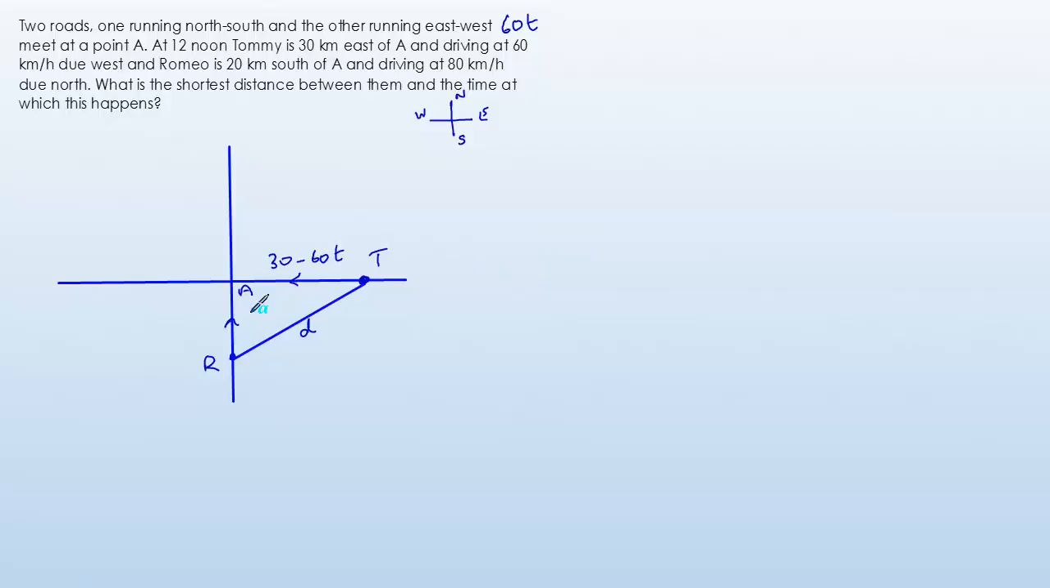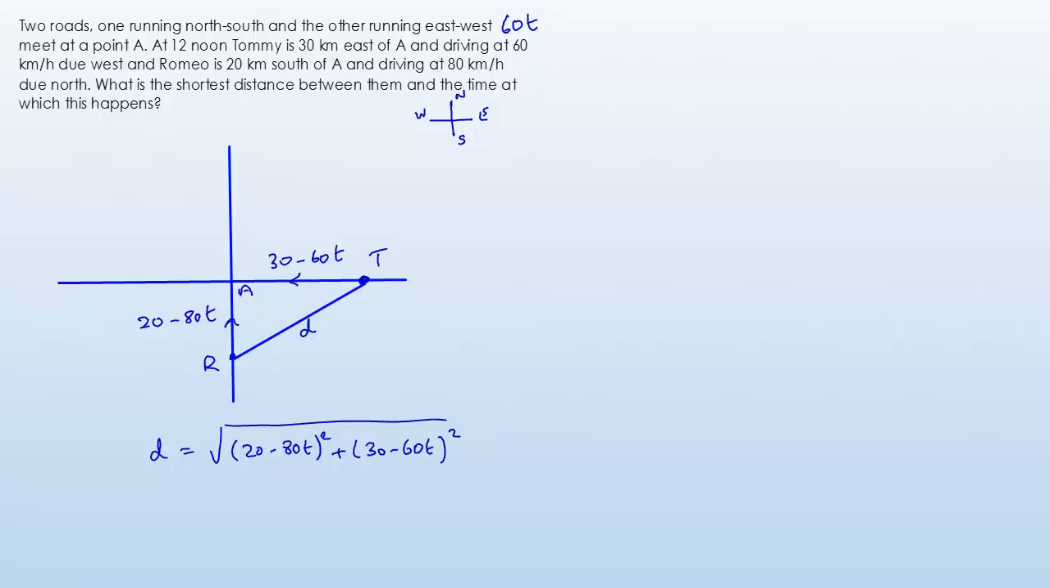And if we do the same sort of thing with Romeo, that's 20 minus 80t, because he's heading up here at 80 kilometers per hour. Using Pythagoras' theorem, that means that d would be the square root of (20 minus 80t) squared plus (30 minus 60t) all squared.